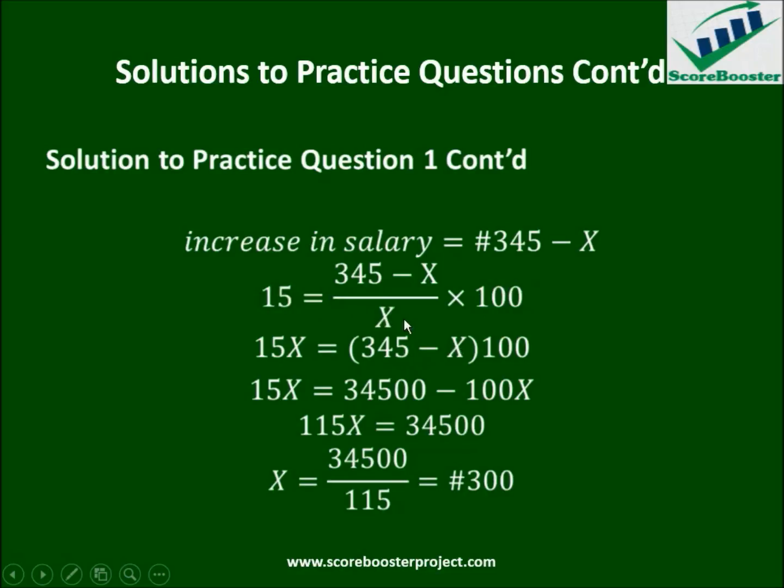So when you cross multiply, you have 15x equals 345 minus x times 100. So 15x equals 34,500 minus 100x. So when you add 100x to both sides, you have 100 plus 15x, which is 115x equals 34,500. So x equals 34,500 divided by 115, which equals 300 naira.